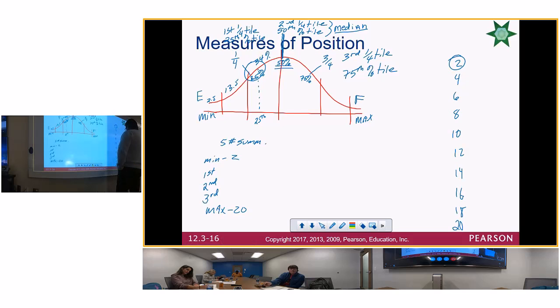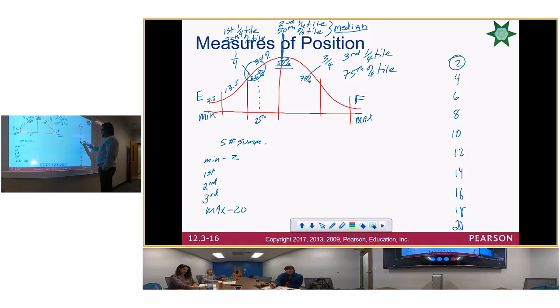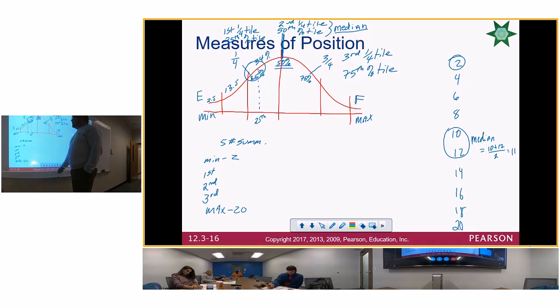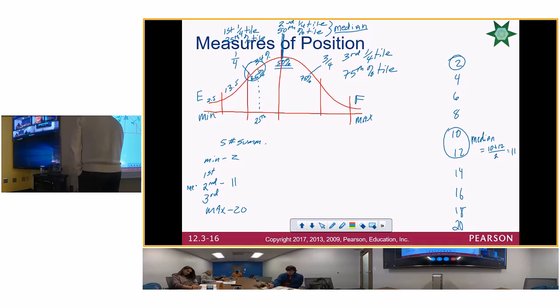1, 2, 3, 4, 5, 6, 7, 8, 9, 10. So we have to take the middle 2 numbers. 1, 2, 3, 4. So the median is equal to 10 plus 12 divided by 2, which is what, 11? So 11 is our second quartile, which is called our median. Okay?